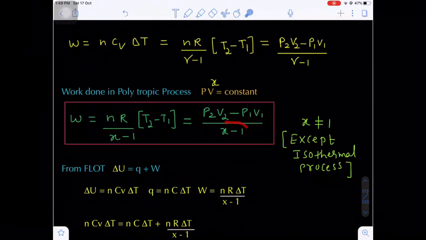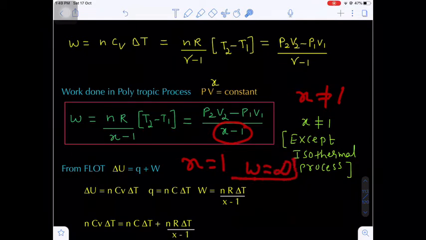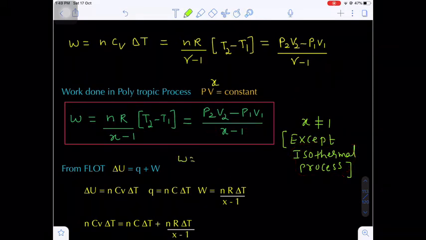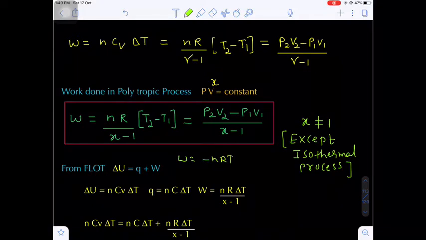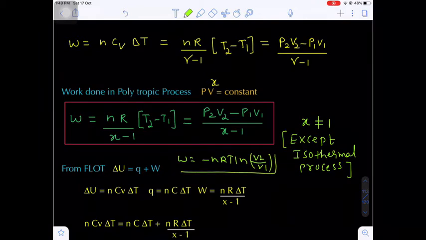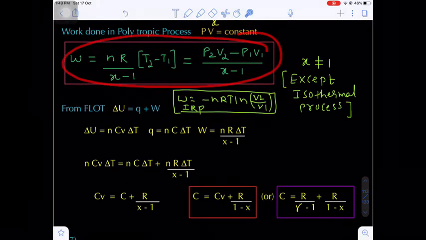Now the thing is, here the x value should not be equal to 1. Why? If the x value is equal to 1, let's suppose, W becomes infinity. So this is not valid for the isothermal process. Because in the isothermal process, we know the work done formula is minus nRT ln V2 upon V1. Are you getting my point? So this is the work done expression for the isothermal reversible process. That will be the general expression of work done of a polytropic process.